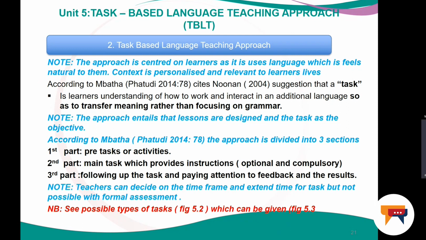The approach entails that lessons are designed with the tasks as the objective. Are the learners able to follow the task? Three task activities can be given: main tasks, which provide instructions, following up the task, and paying attention. You can't just give one task and say these learners can't do it. You have to follow the task based on these three sections, and they understand the task.